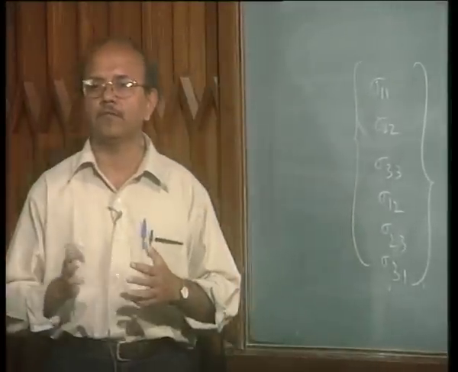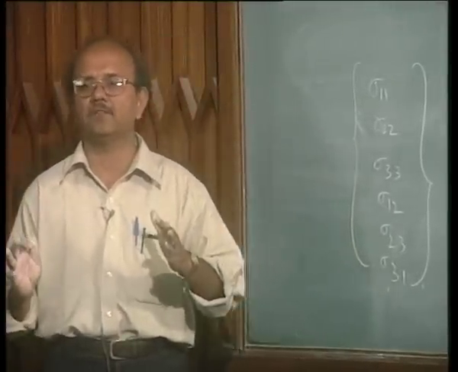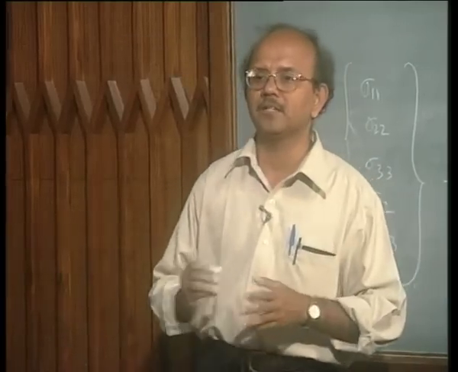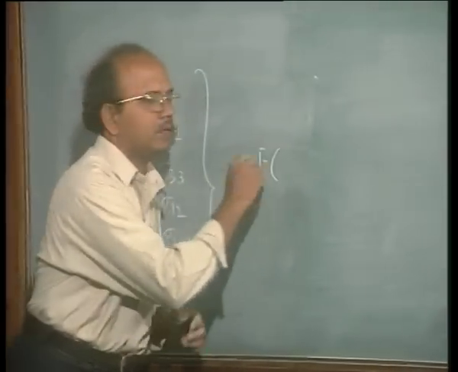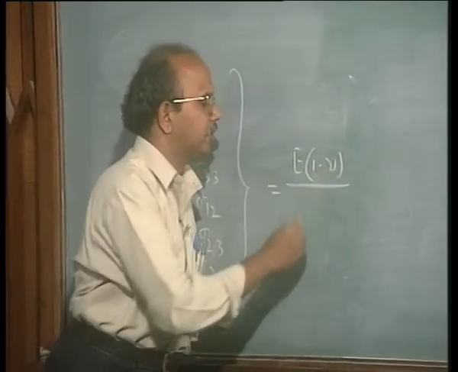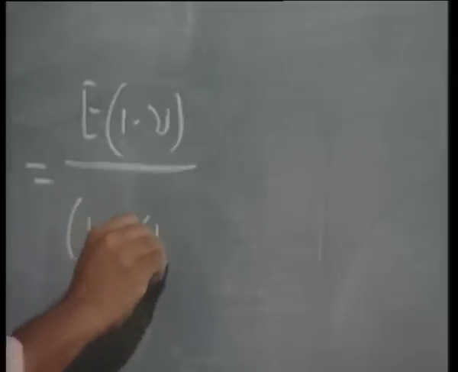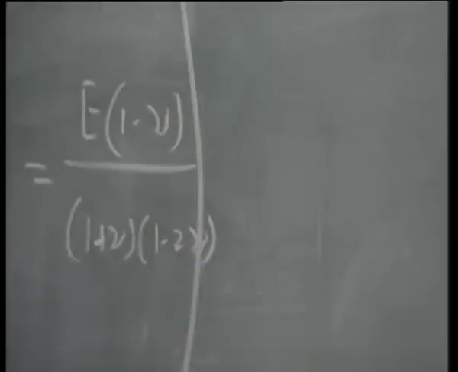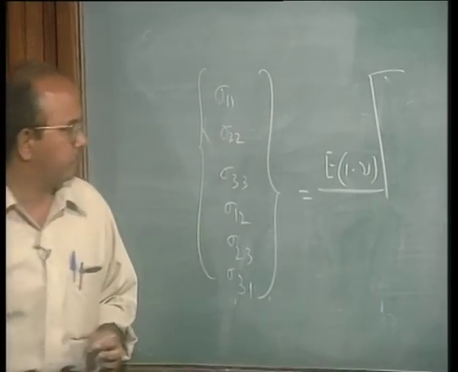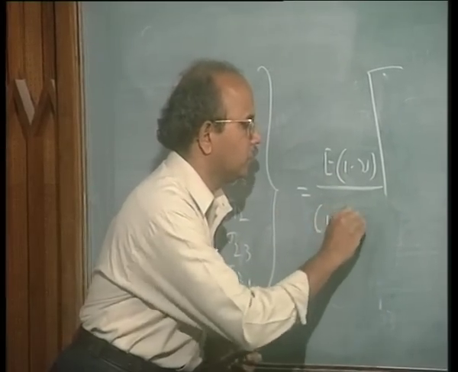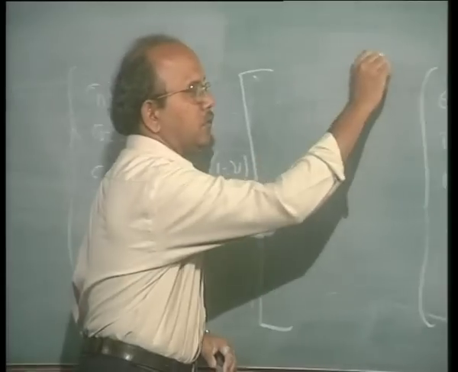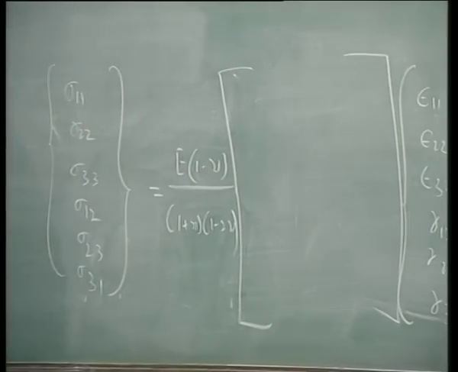Sometimes people call this the E matrix itself, sometimes the C matrix, sometimes the D matrix. So what is this matrix? E into, there are different ways of writing. I'm writing it like this: 1 plus nu into 1 minus 2 nu. I am taking this out and then writing a 6 by 6 matrix.